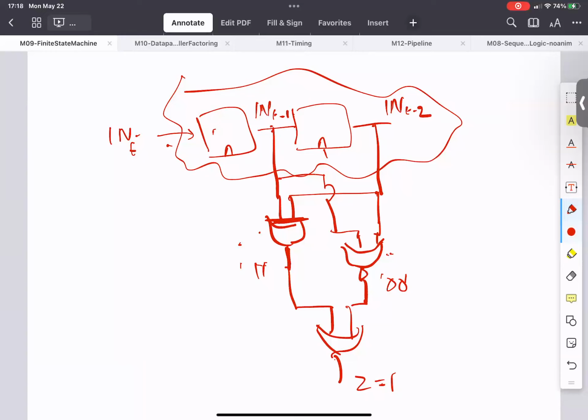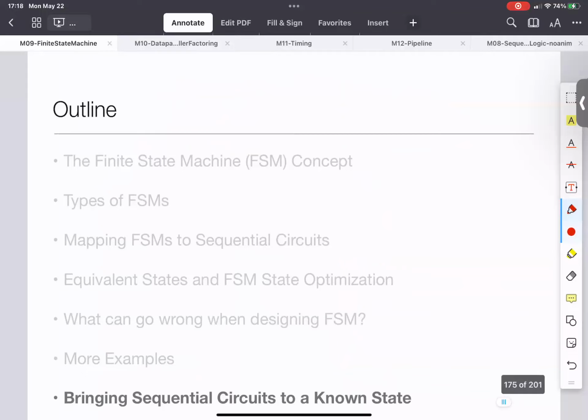But any FSM problem which only requires me to look at the most recent k inputs, where k is known and fixed, I can solve in this particular manner. So it's not always efficient, but if you are looking for a quick and dirty solution, this kind of works.